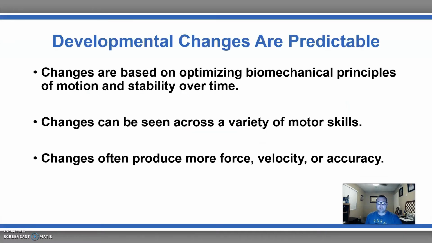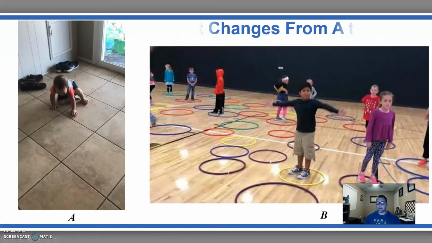When we look at our developmental changes, we want to know that these changes are predictable. So what you're doing as you're developing is you're gaining more of an ability to stabilize your motion stability continuum. And we'll see what we mean by that in the next slide here. Now, as you start changing, you're going to be able to produce more force and velocity while increasing your accuracy. And this next set of videos really describes or explains that.